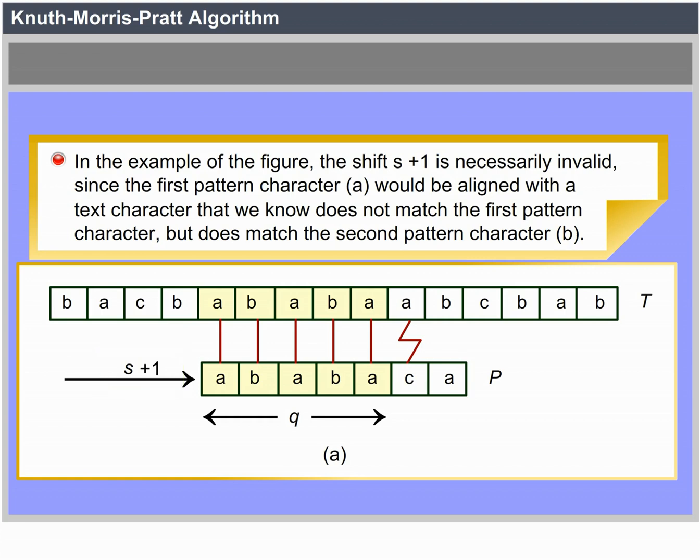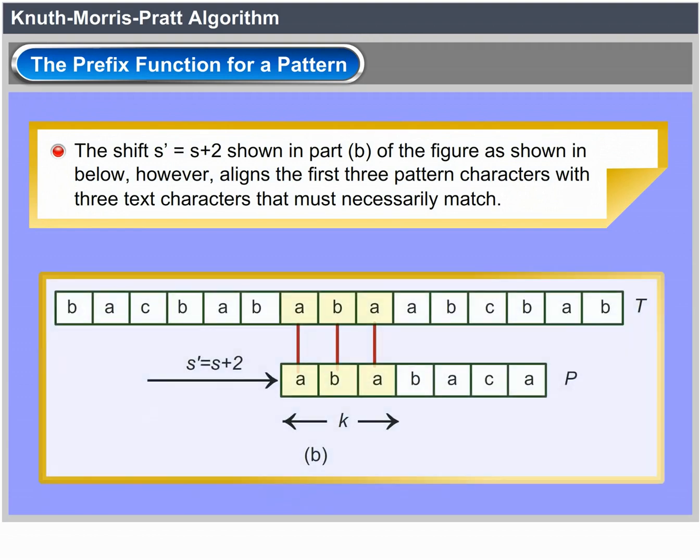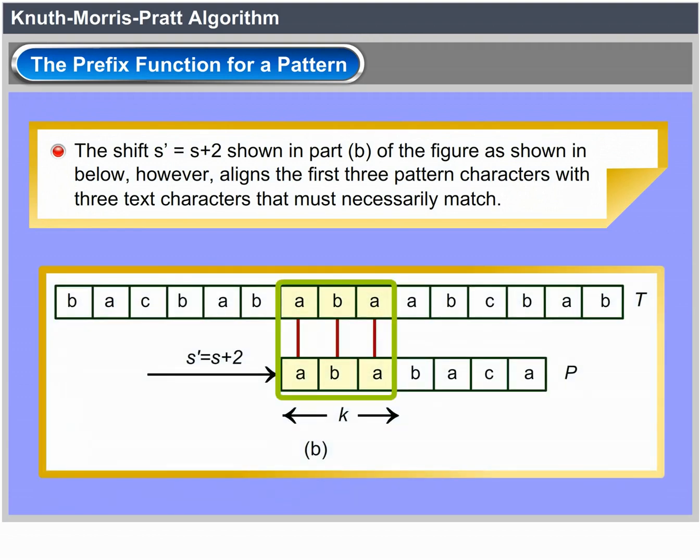The shift S dash equals S plus 2, shown in part B of the figure, as shown below. However, it aligns the first 3 pattern characters with 3 text characters that must necessarily match.